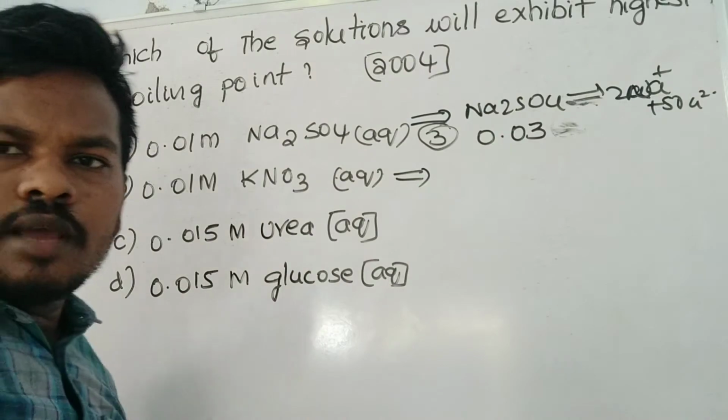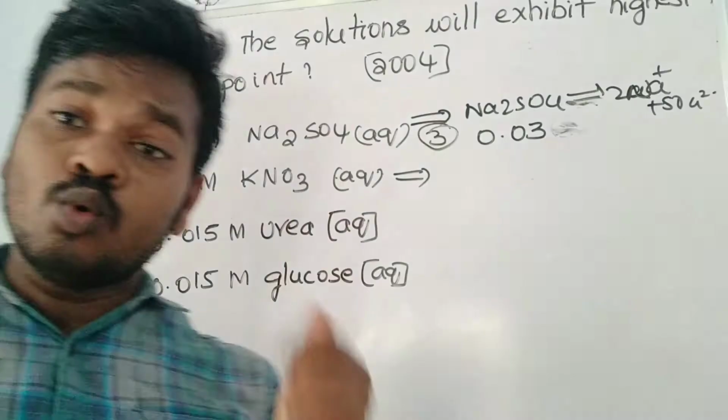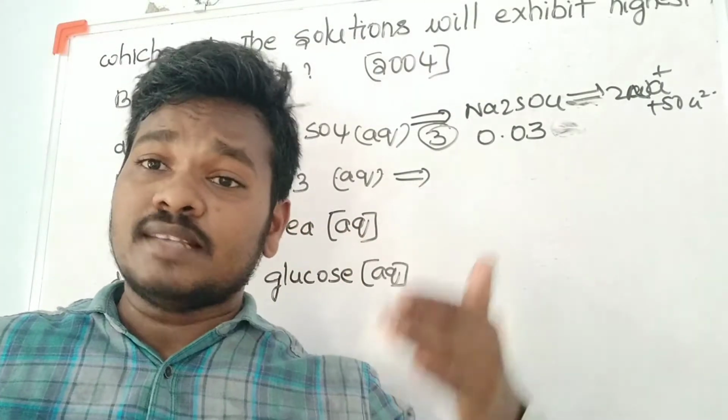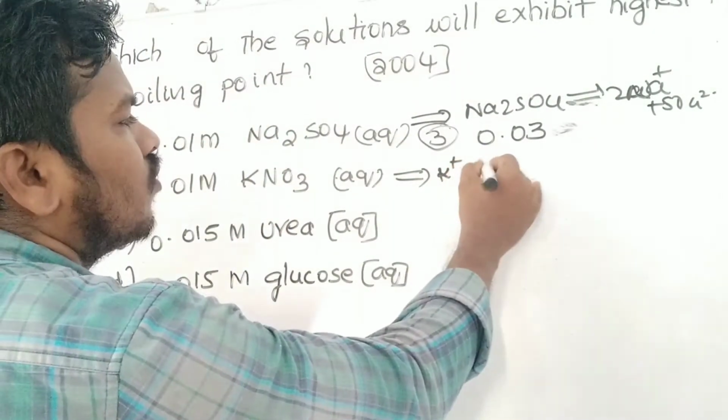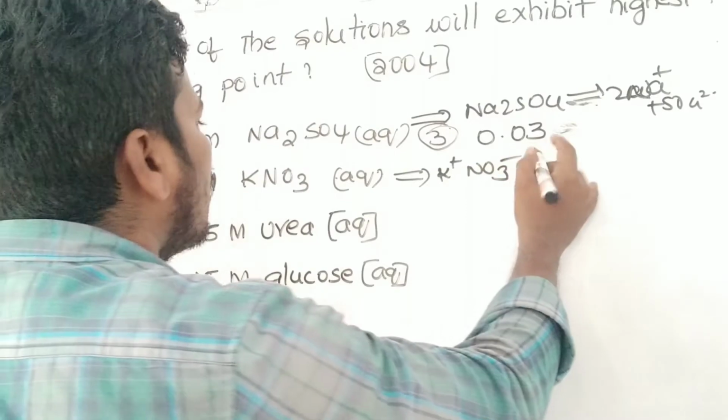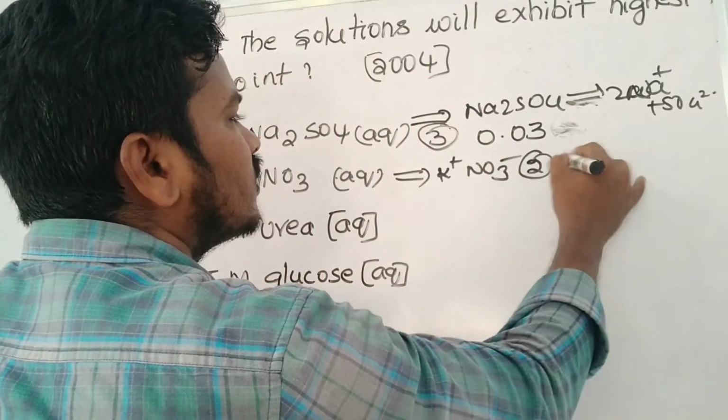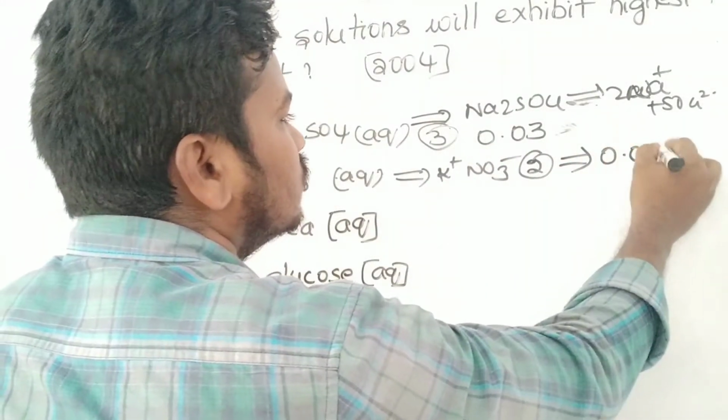K plus and NO3 minus only dissociate into 2 ions. K plus, NO3 minus. So how many ions? 2 ions. So the concentration is 0.02.